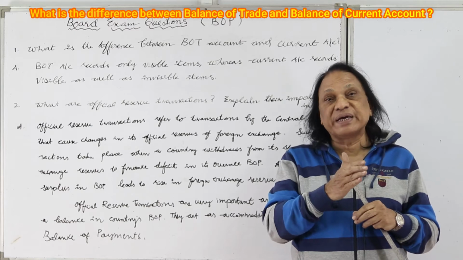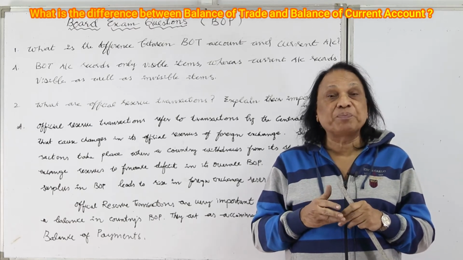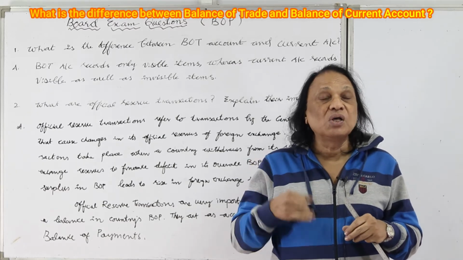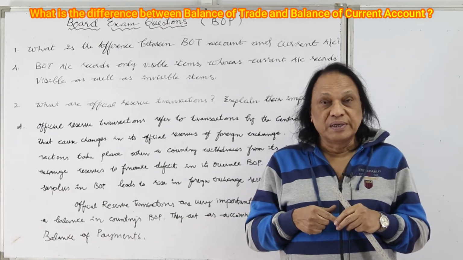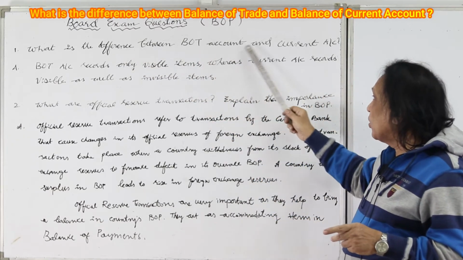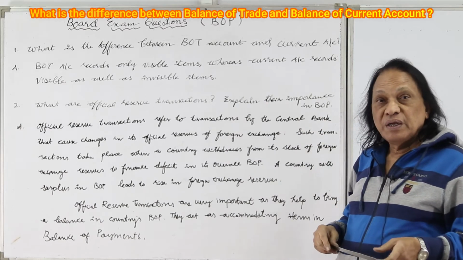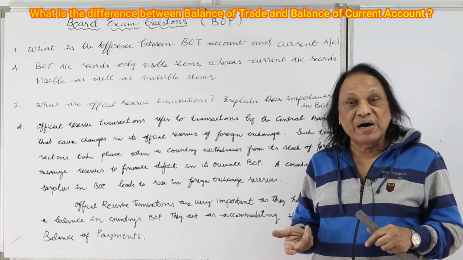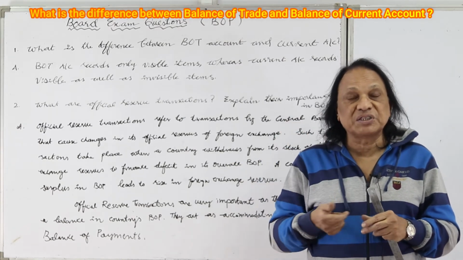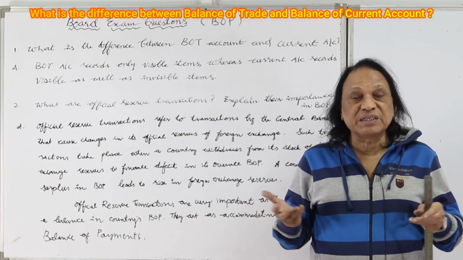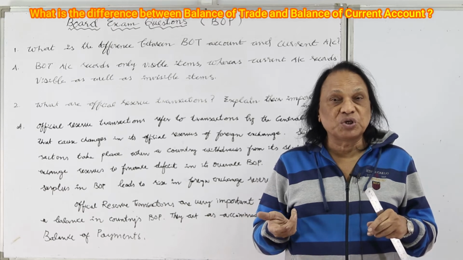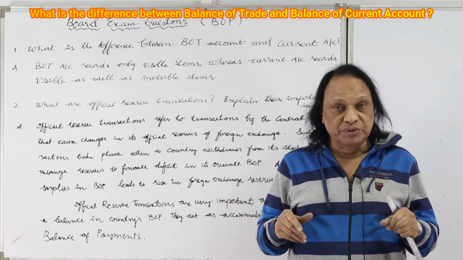And then from there we moved to balance of payments. In balance of payments we have two accounts. One is the current account, one is the capital account. Now here they are asking you what is the difference between BOT account and current account. This is for 1 mark, so you are supposed to write a sentence or a word or a small statement. BOT is the difference between the value of exports of goods and imports of goods. Only goods or merchandise, the visible items.